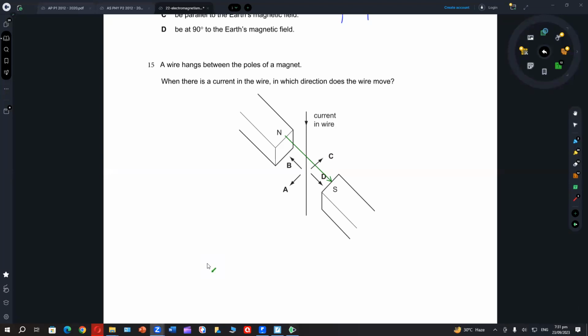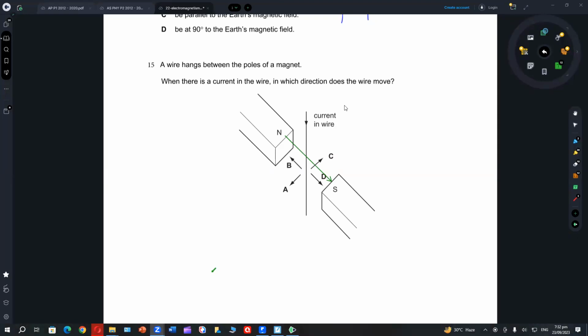Can you put your left hand? Is it D? Current is in the page and field is north to south. Are you putting your finger downward, the left hand finger? Yes. As per my finger, the thumb is towards B, the first finger is towards C, and the middle one.